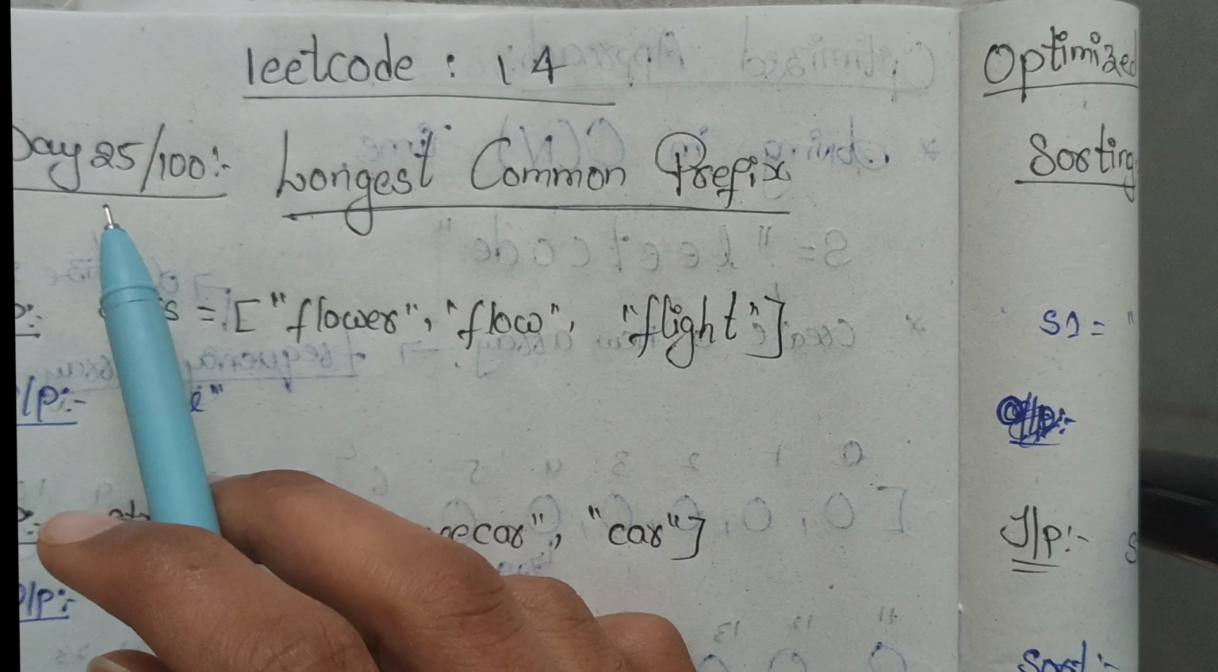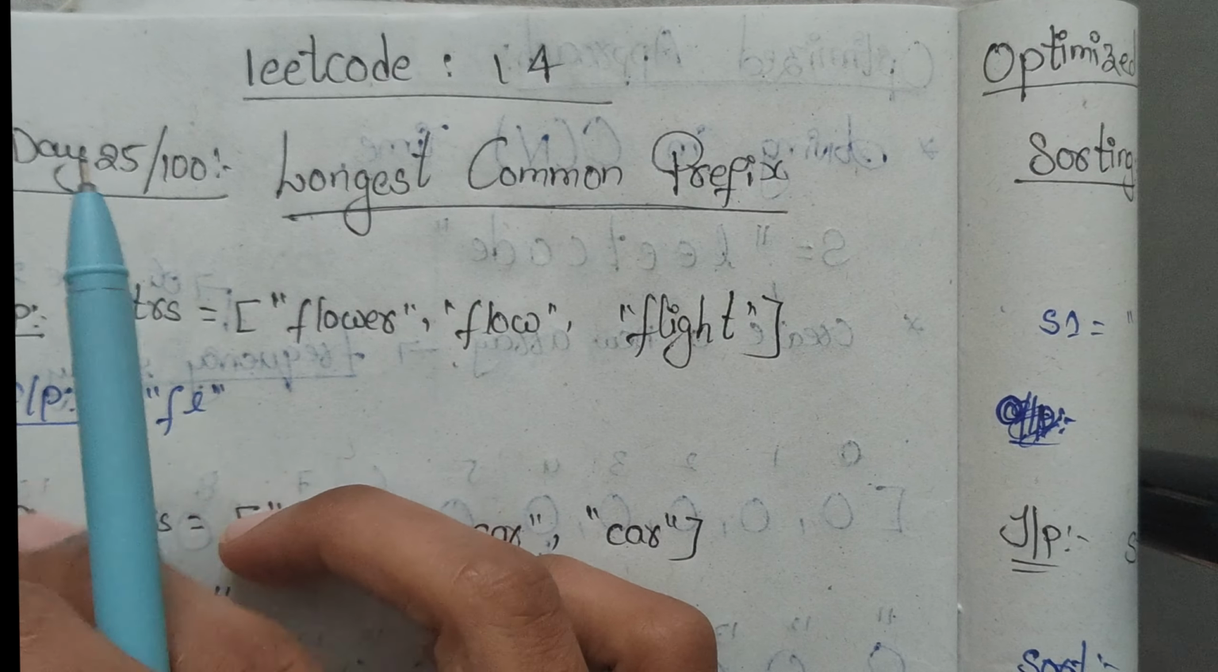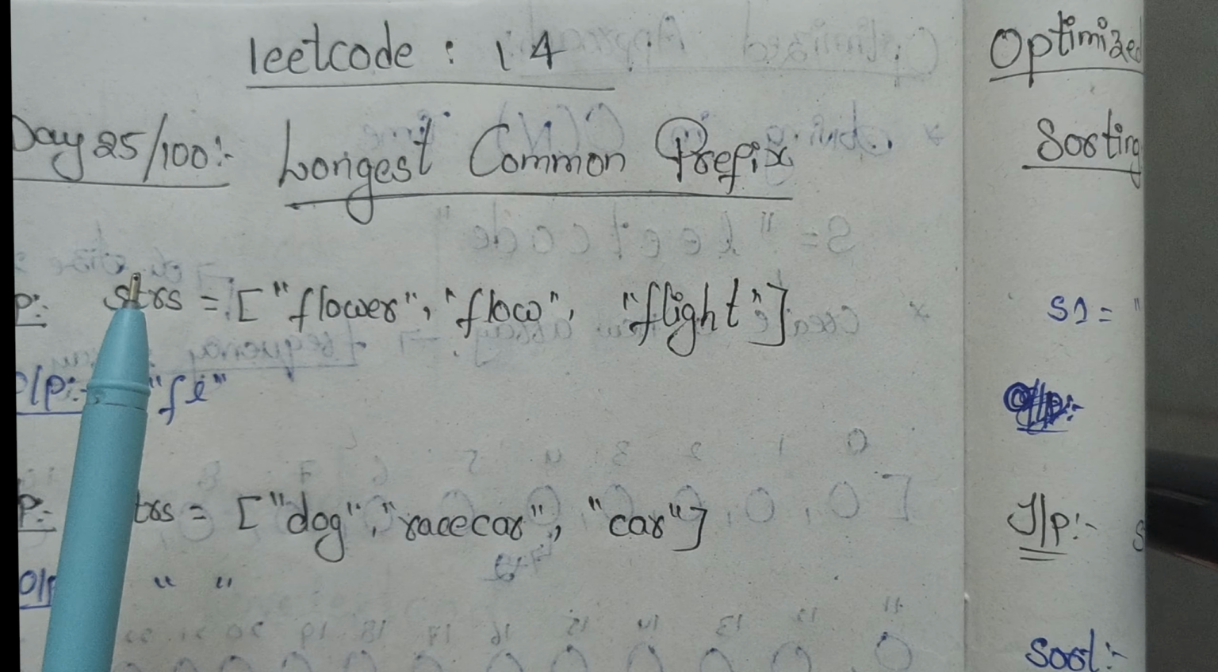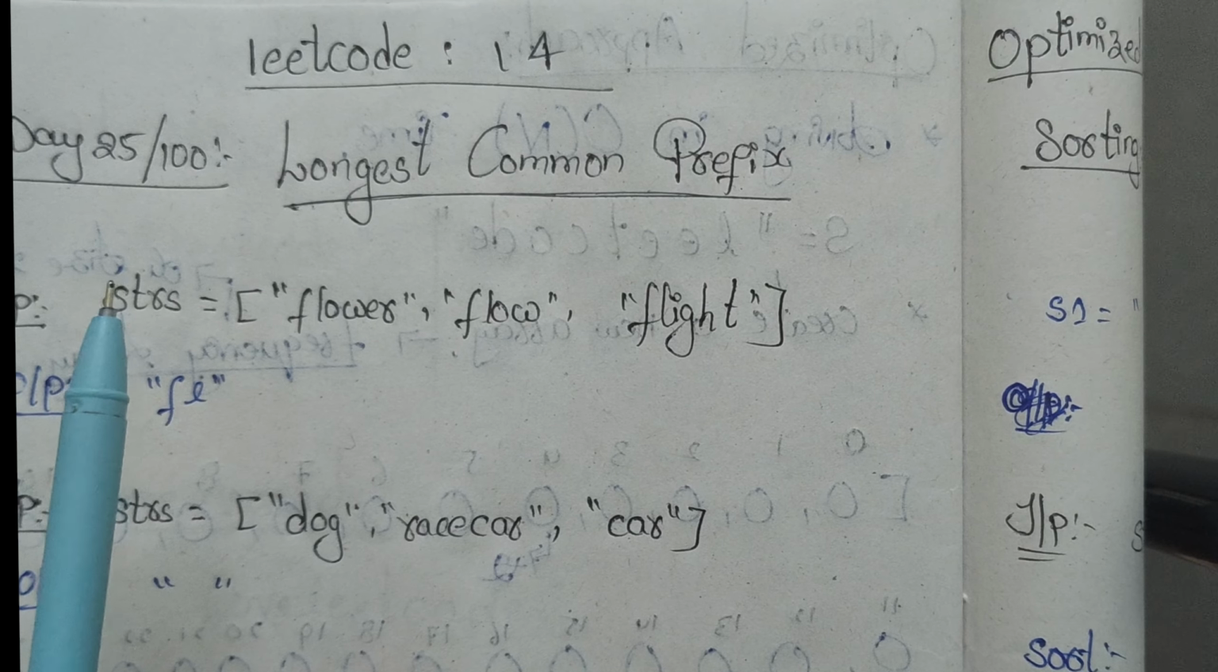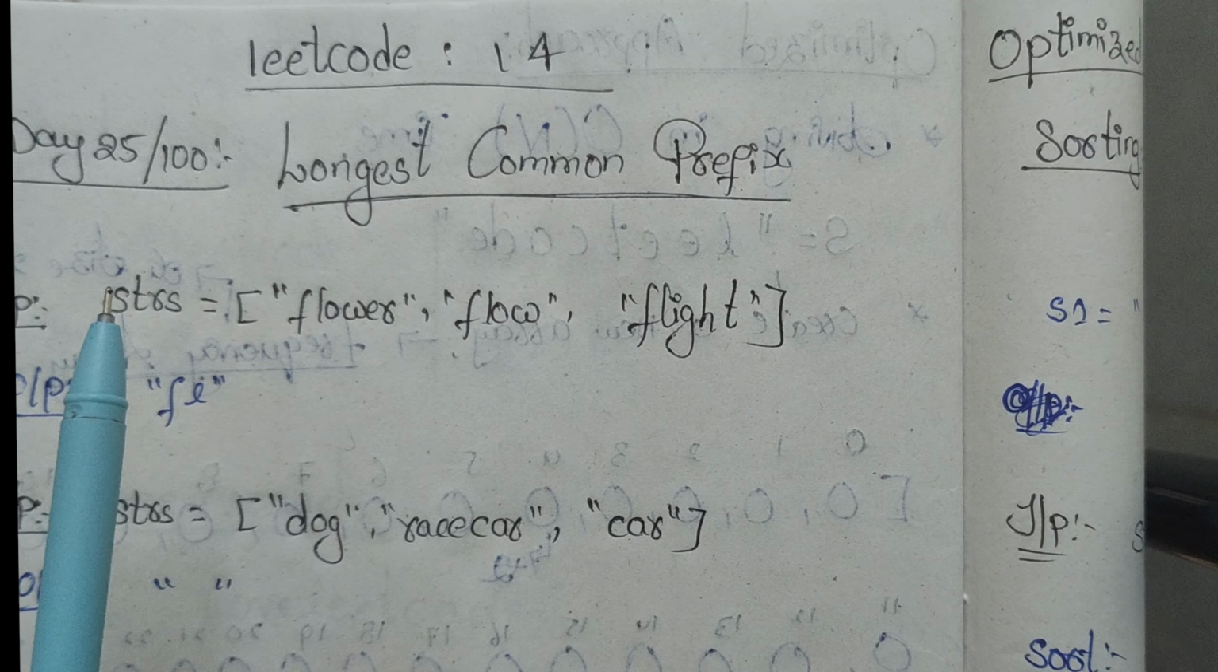So today is day 25 of our 100 days challenge. As part of day 25, we are going to solve LeetCode 14, the longest common prefix problem. First, let us understand the problem description, and after that we are going to solve this problem using both the brute force approach as well as the optimized approach. Now let us see the problem description.